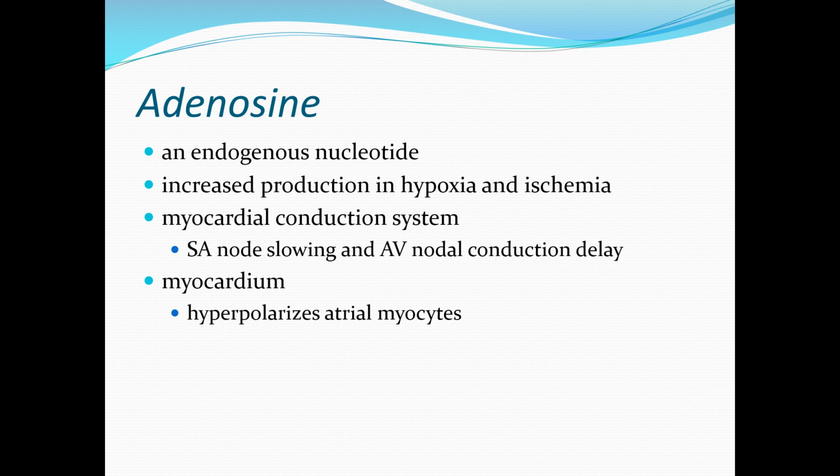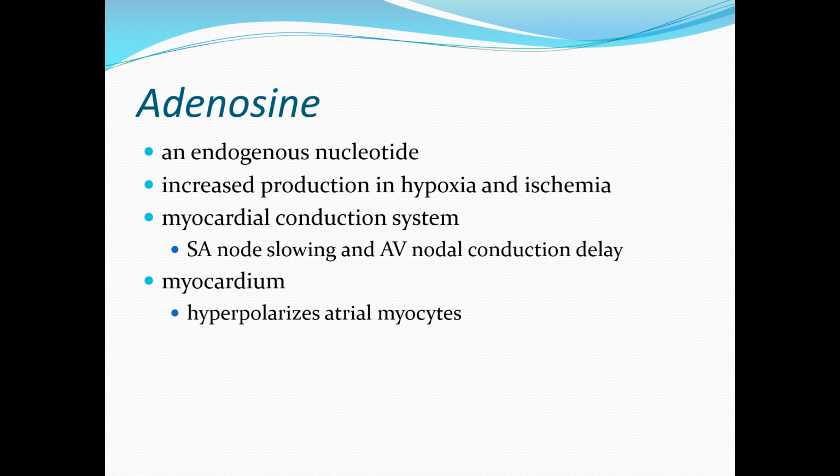What about adenosine? It's an endogenous nucleotide, and you get increased production of adenosine with hypoxia and ischemia. So in a stressed tissue, be it the cardiac muscle or skeletal muscle, it usually works as a local mediator, in skeletal muscle in particular, and cardiac for perfusion to the heart.